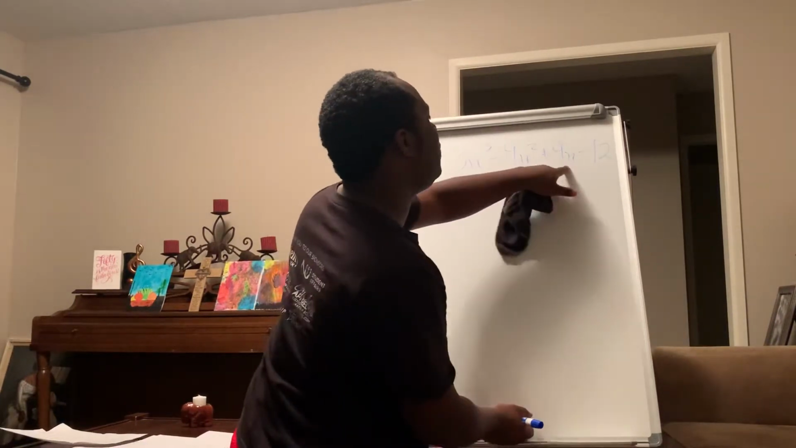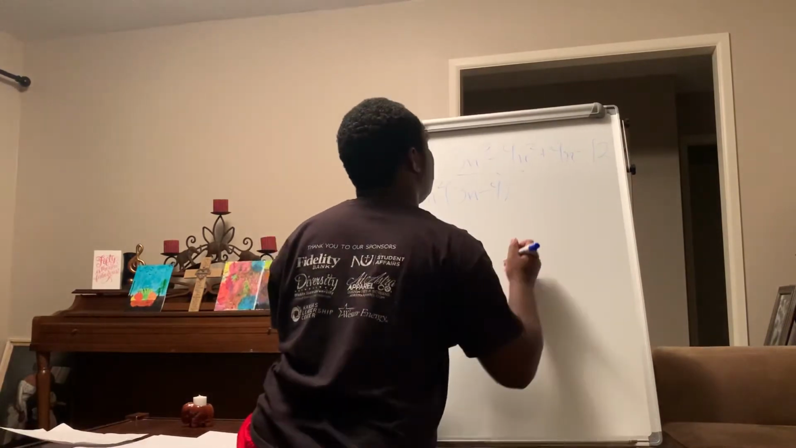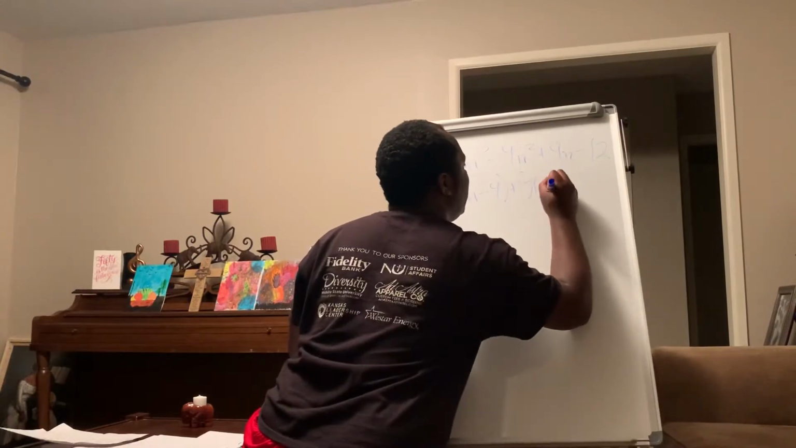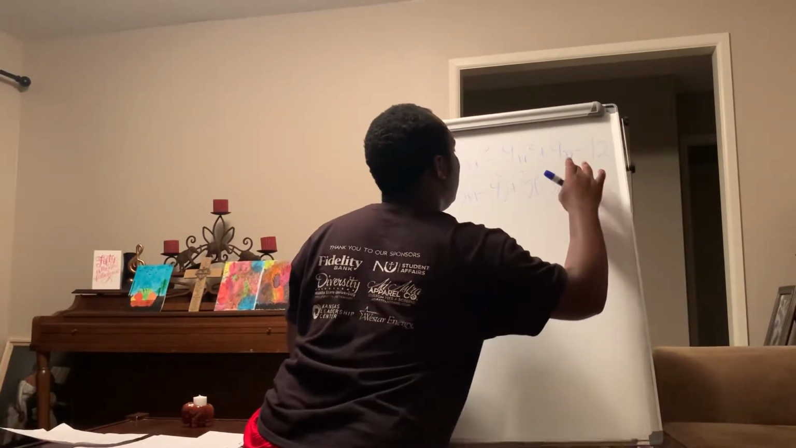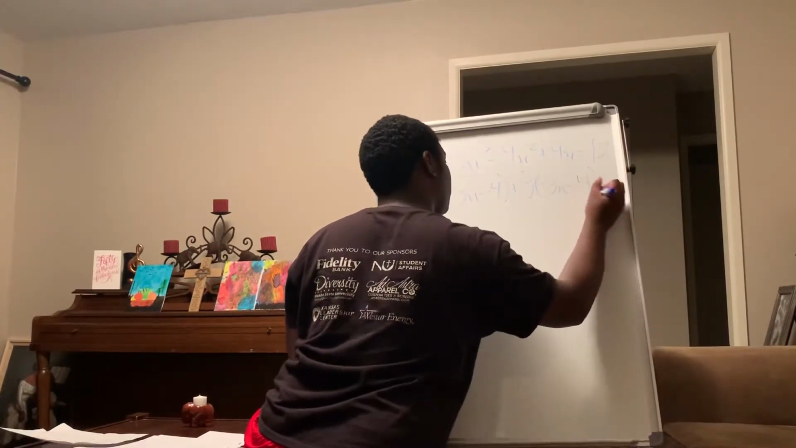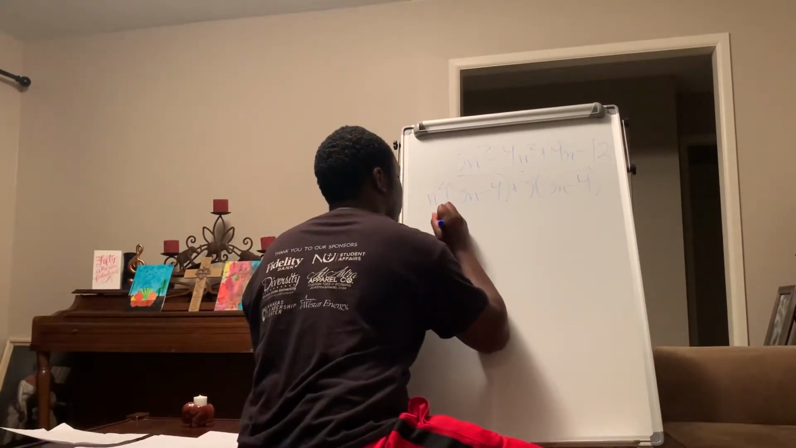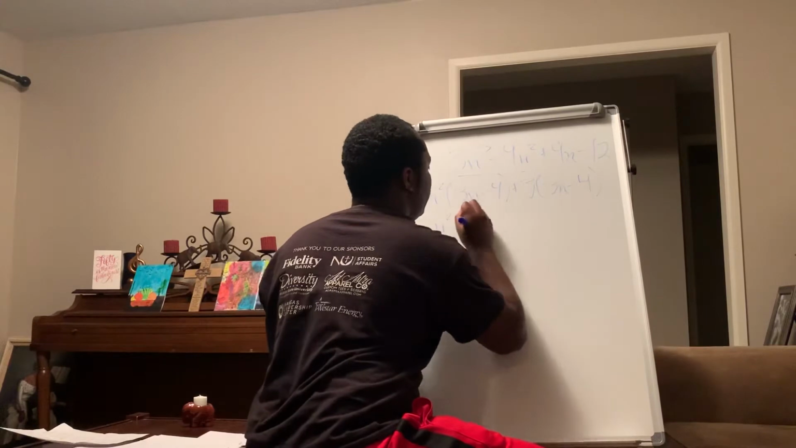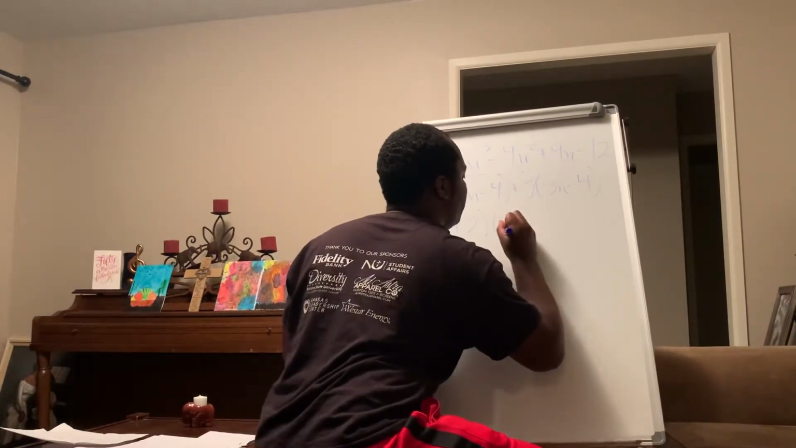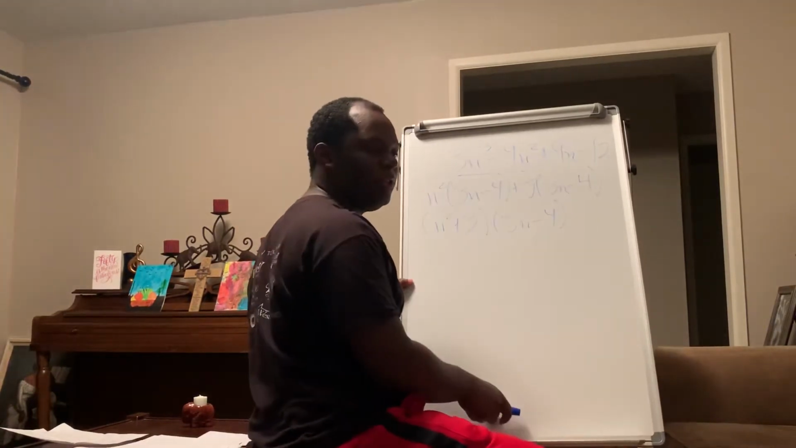And between 9n and negative 12, I have 3 in common. So I'm gonna do plus 3. And it'll be 3n minus 4. Same thing. So we have n squared plus 3, 3n minus 4. Answer.